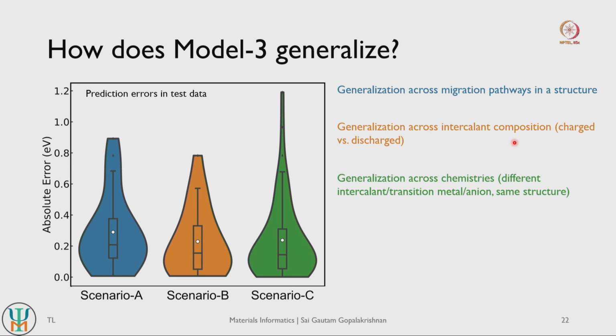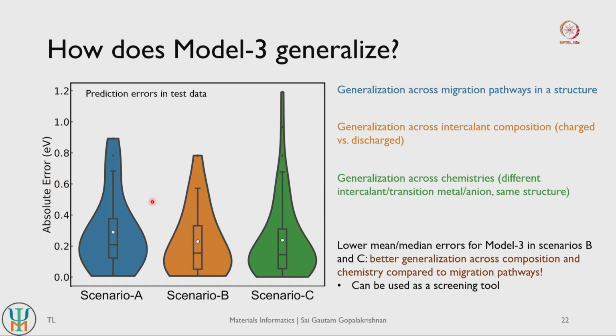You can also think about other variations in chemistry, such as transition metal changes with the same structure, or changes in your anion, oxygen, sulfur and so on, but with the same structure. So this is generalization across chemistries. We evaluated how well the model generalizes across these 3 scenarios, and we found that the model generalizes fairly well across compositions and chemistries. In fact, the model has the most difficulty generalizing across different migration pathways within the structure.